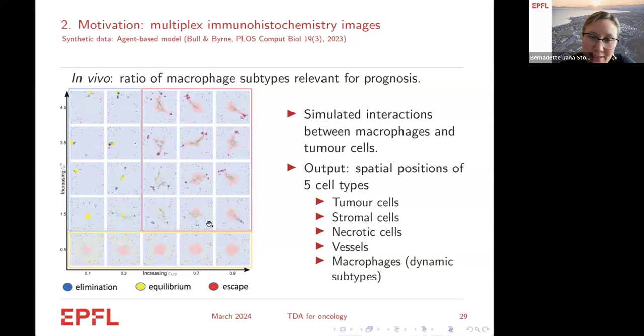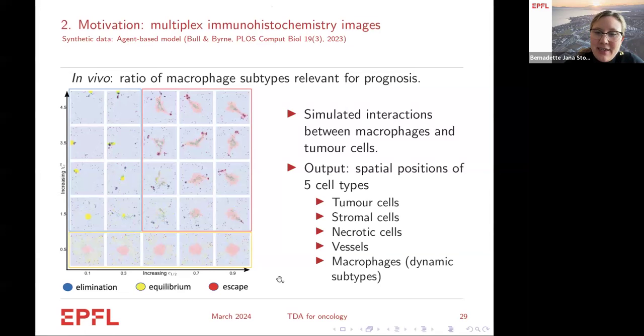So we have tumor cells here in red. Then there are necrotic cells. So these are cells that are dead, usually within the tumor. There are stromal cells, which are the blue cells kind of surrounding the other tissue around this tumor. Then there are blood vessels around the tumor and macrophages of dynamic subtypes. So these are immune cells that can either be working against the tumor or for the tumor, but we'll see more details about this in a bit.